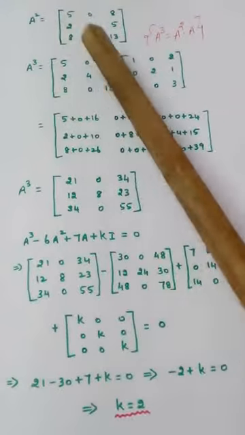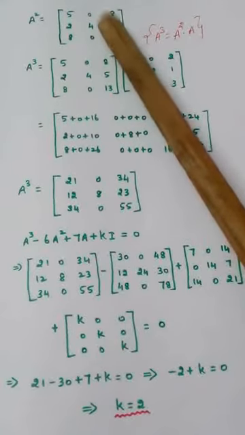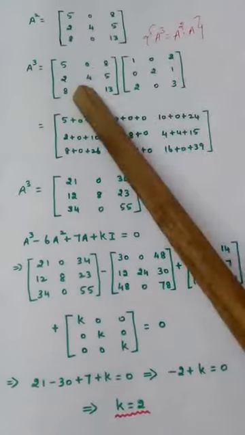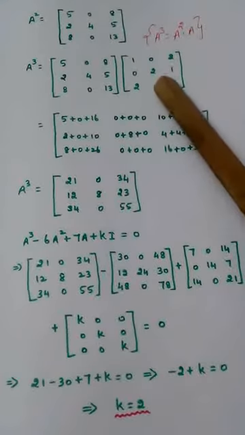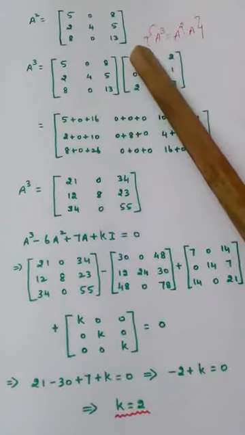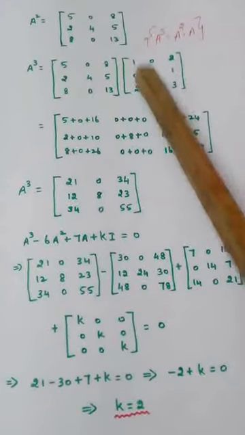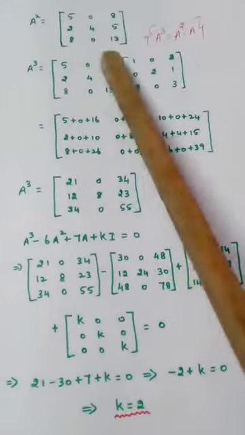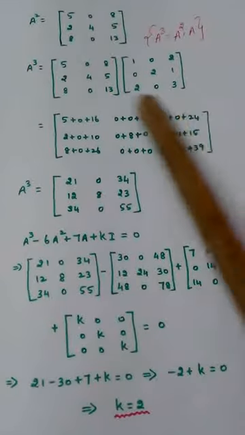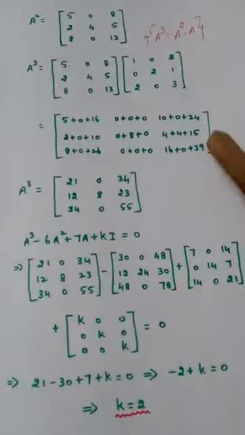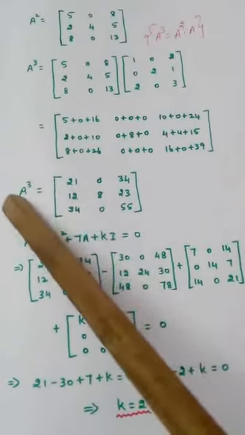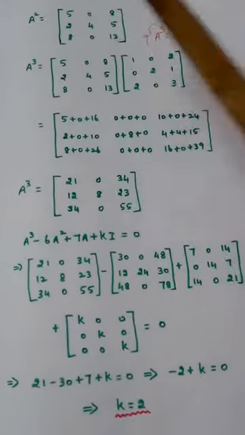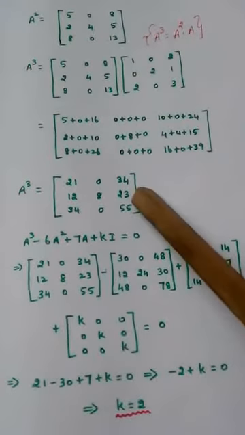So a cube is a square, the value we found out here, which I have substituted in place of a square. A means the given matrix. So once again, I have to matrix multiply. First row, first column, this one. First row, second column. First row, third column. So like that you will have 9 elements. Simplify and get one answer. This is called a power 3. So we found out a square as well as a power 3.